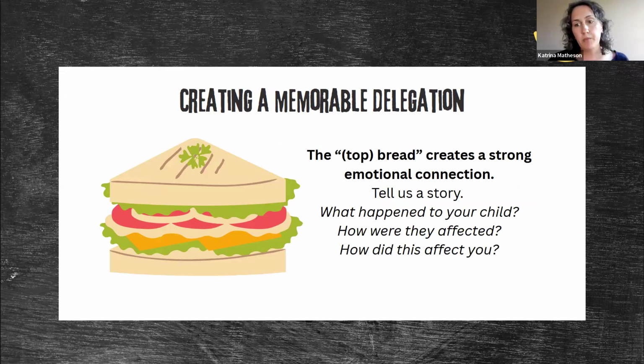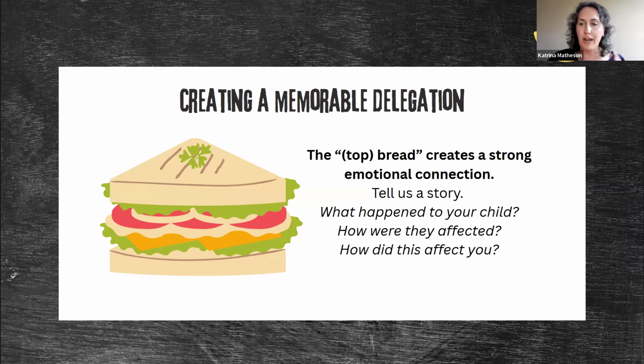Okay, so creating a memorable delegation. I would like to present to you an analogy of a sandwich. When you're thinking about how to put this together, obviously the reason that you might come to delegate is going to be personal. There's something that's really motivating you. There's something you feel in your heart that really compels you to go and speak about it. That's a really important and powerful emotion, and you want to make sure that your delegation captures that.